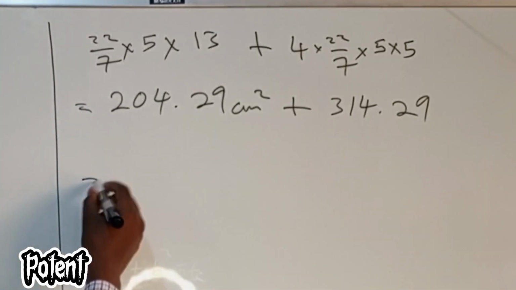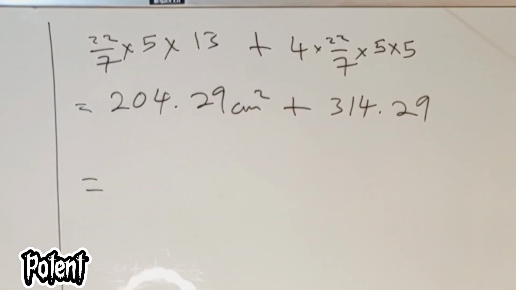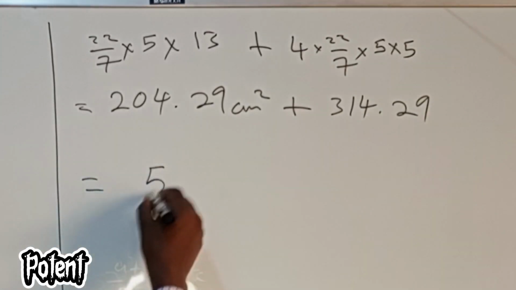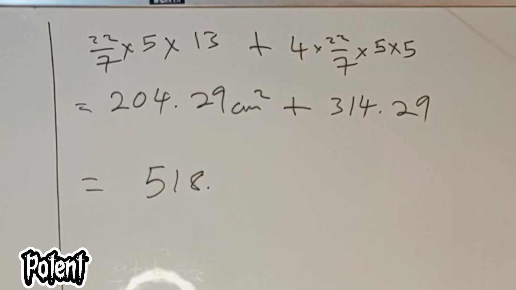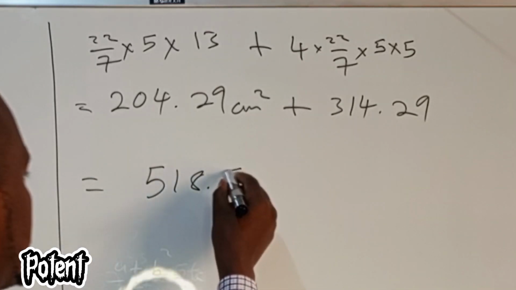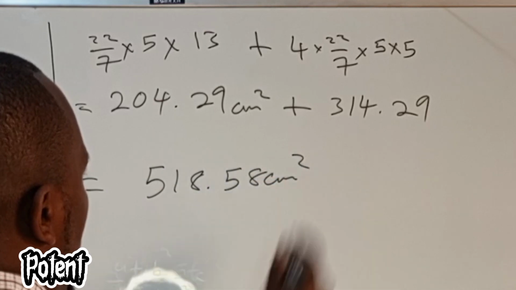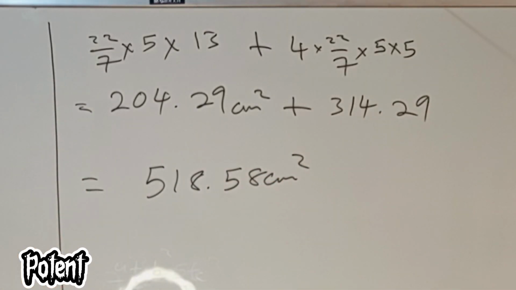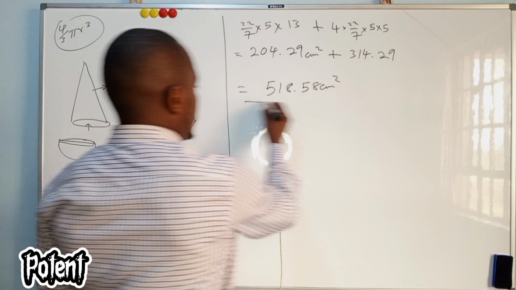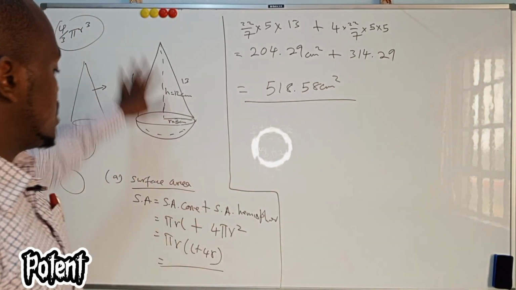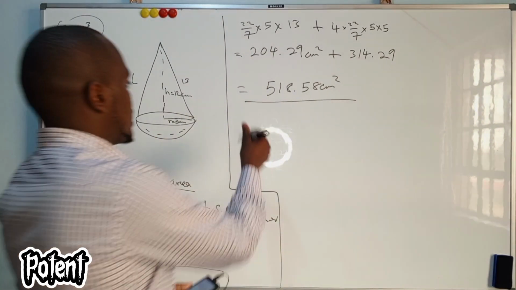Now, adding this and this should give you 204.29 plus this. It should give you 518.58 centimeters squared. So now this is the surface area, and you are done with that part.